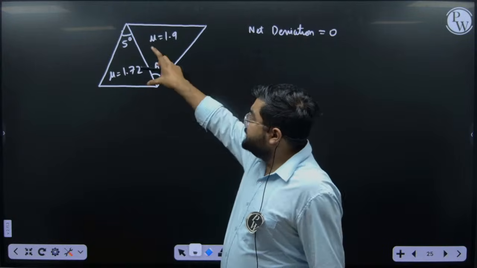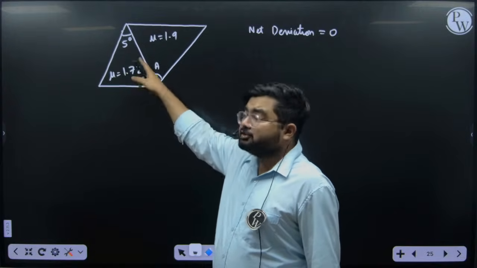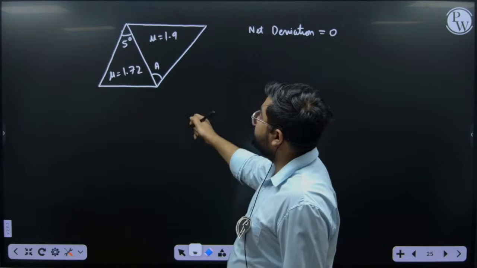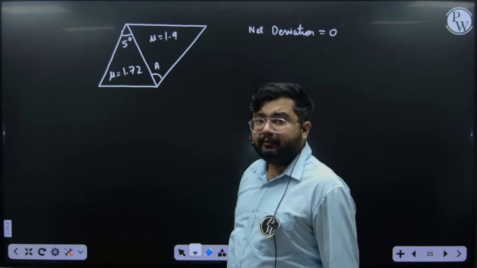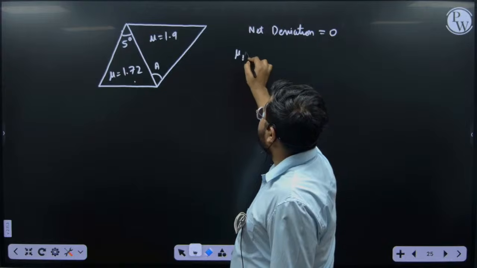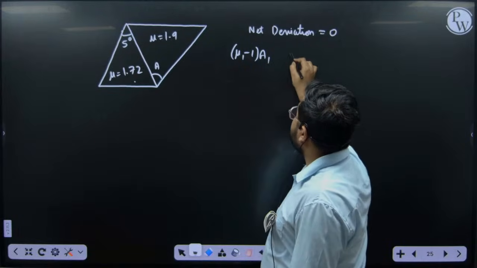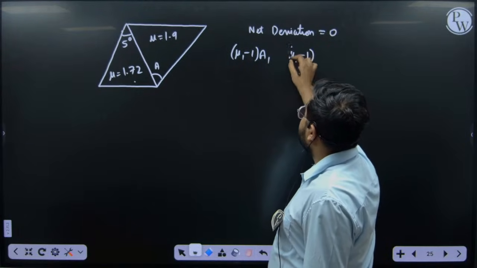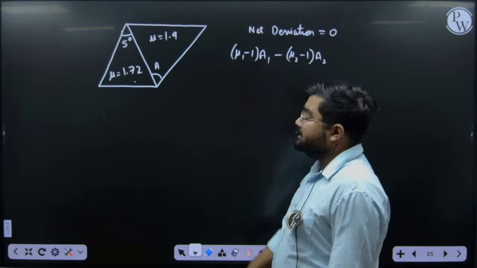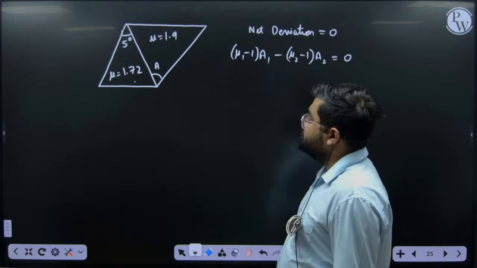Now as the prisms are connected in inverted way, the deviations produced by them will be in opposite directions. What is the deviation formula? Mu minus 1 into A. So the deviation of this prism is mu1 minus 1 into A1, and the deviation of this prism is mu2 minus 1 into A2, but since they are connected in inverse way, the net deviation is the subtraction of them, and the net deviation should come out as 0.